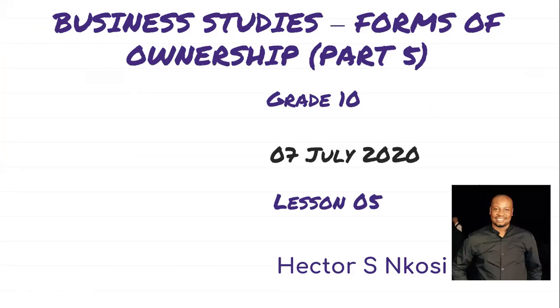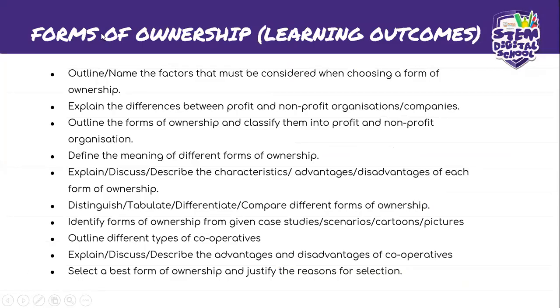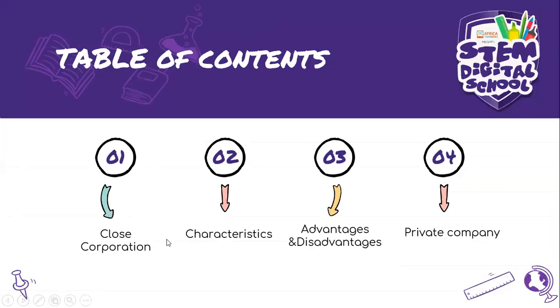Today we are still looking at forms of ownership, but we are looking at part 5 of the forms of ownership. Welcome to our lesson 5 for those who are just joining us today. Boys and girls, today we'll be looking at close corporations, their characteristics, their advantages and disadvantages, and also later today we'll be looking at private companies.